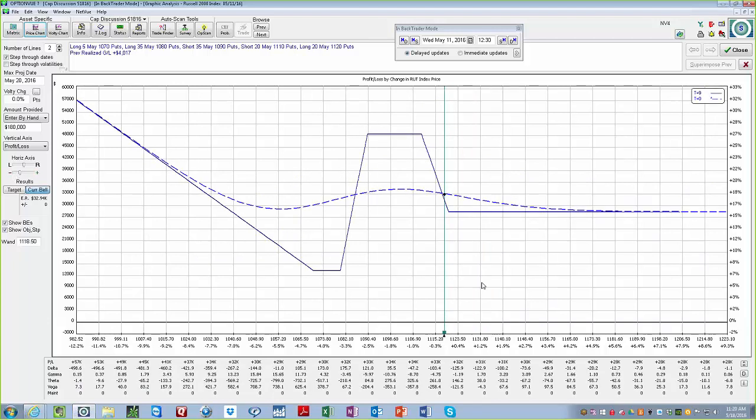So you could say, well, this looks kind of interesting. How have I changed my profile? Well, what I wanted to do is those extra longs that I put on the downside help me from any kind of a move down, if the market was to move down. If the market was to move up, I'm sitting up here.